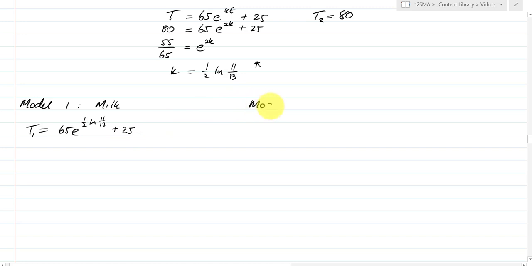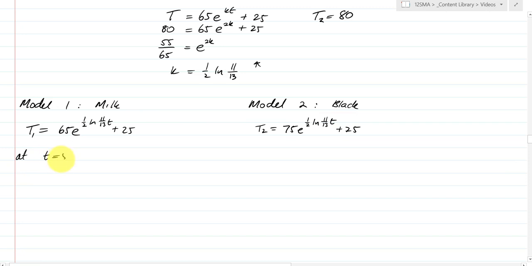And then I've got model 2, which is the black coffee. T2 equals, now I'd have to find the A value again in model 2 because I don't know it, but I do know that the A value is always that initial difference. So that will be 75e^(half log 11 over 13 times t) plus 25, with the same cooling characteristics. You can go through and find the A value, but the black coffee starts at 100 degrees, so 75 plus 25 is 100, and that's a slight difference to the model there. Oh, there should be a little t here, and a little t there, sorry.